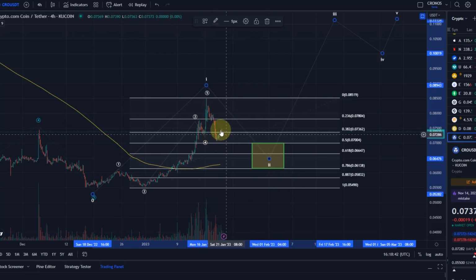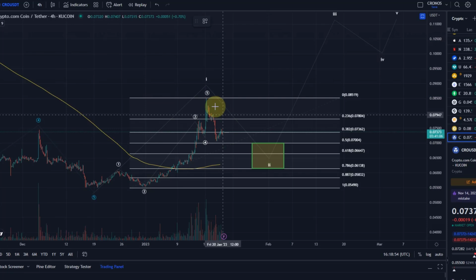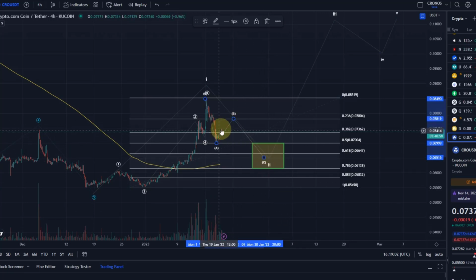I mean, we reacted to the area between the 50 and the 38.2 fib. That is okay for an A wave. Oftentimes when you get, for example, a zigzag pattern, the A wave comes down quite impulsively, which it did at this stage. So we might very well look at an A wave here, currently a B wave, and then we might see that C wave to the downside eventually.